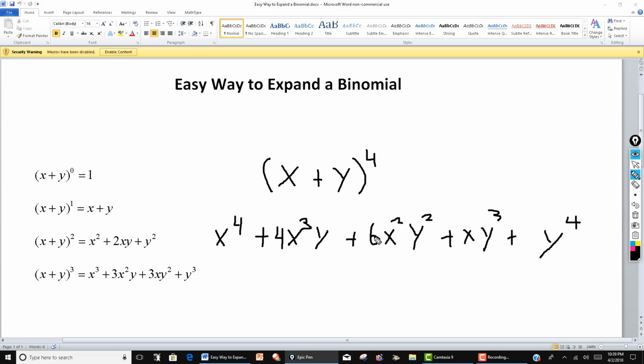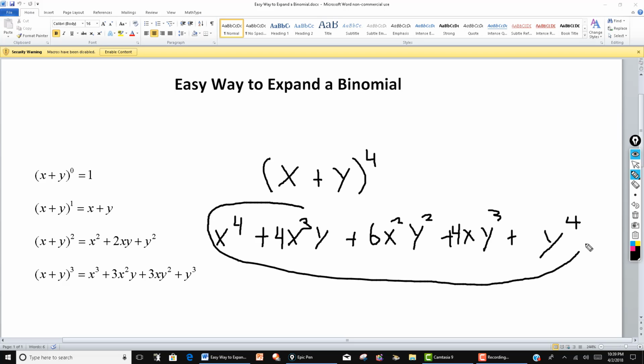Divide by 3, because that's the third term, is 4. And then 1, and this one has a 1. Now 1 times 4 is 4. That's the fourth term. 4 divided by 4 is 1, so that's just going to be a 1, or just y to the fourth. Okay, so there we've derived the answer to that problem, x plus y to the fourth.